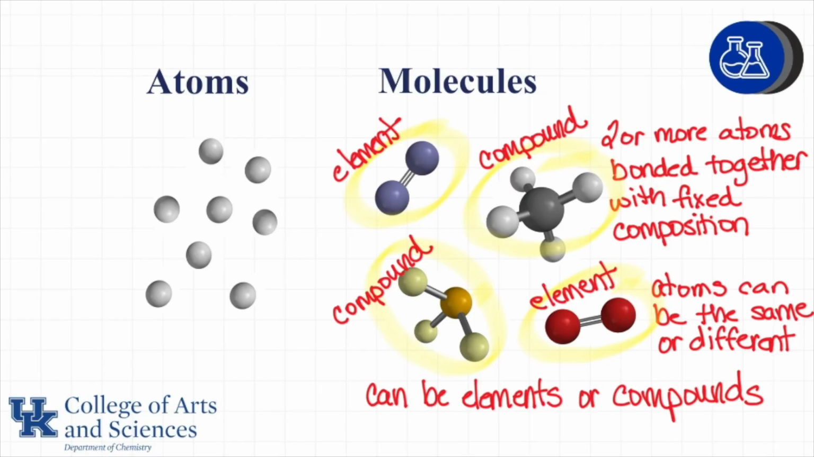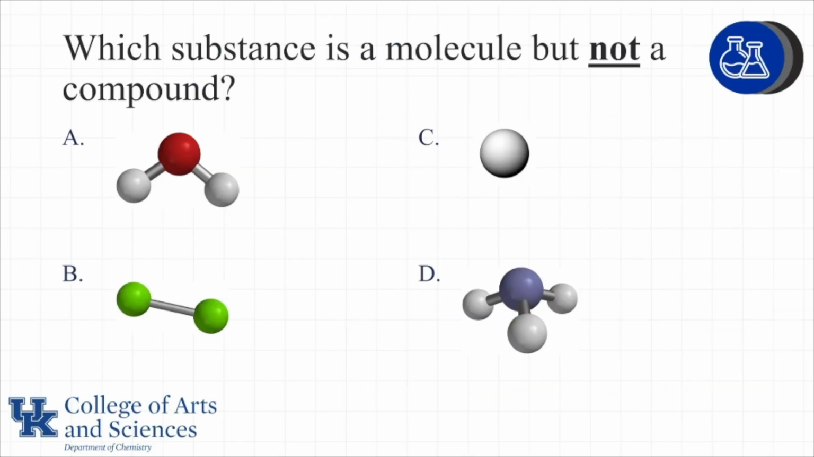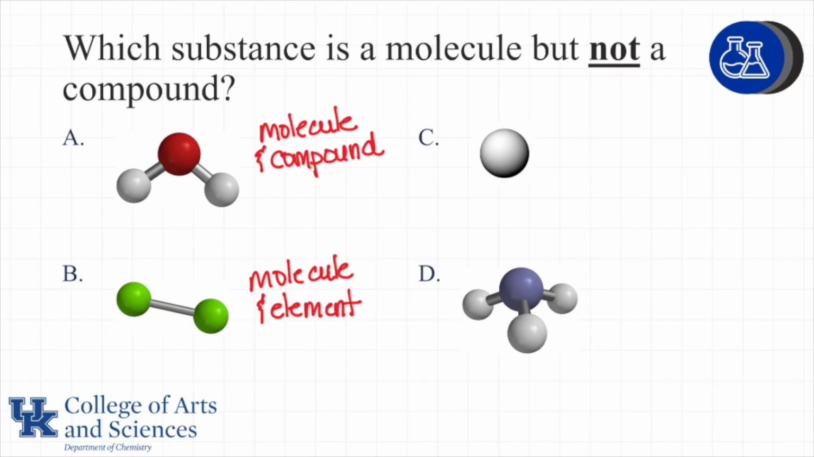Which substance is a molecule but not a compound? Let's look at our first example. Here we have a molecule and a compound. We have two or more atoms, but they are different identities of elements, therefore it's a compound. For B, we see this as a molecule and an element because we have two atoms bonded together, but the identity of the atoms is exactly the same. So this is a molecular element.